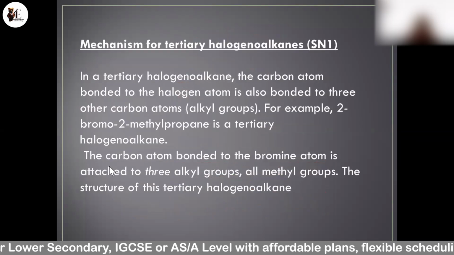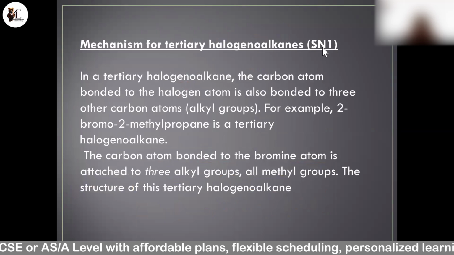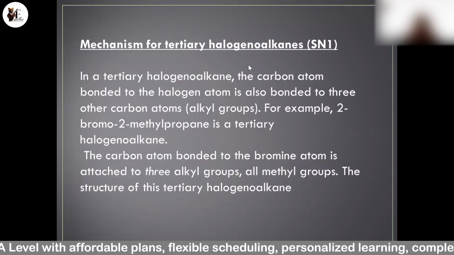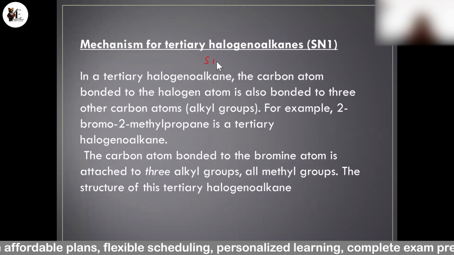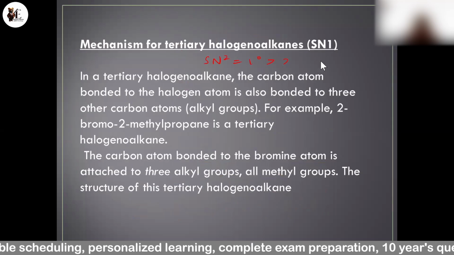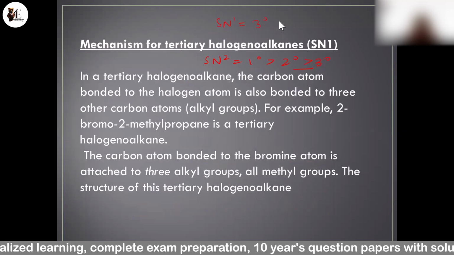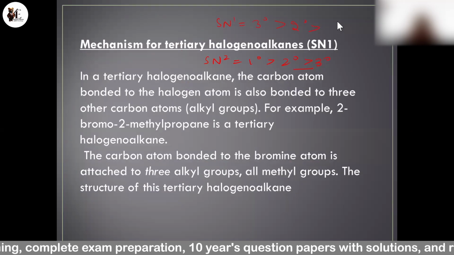Now, next is the mechanism for the tertiary halogenoalkanes, which is also known as the SN1 reaction. In the SN2 reaction, we discussed the order of rate: 1 degree, then 2 degree, then 3 degree. This is the order of rate. But in SN1, it is specifically 3 degree, then 2 degree, then 1 degree.